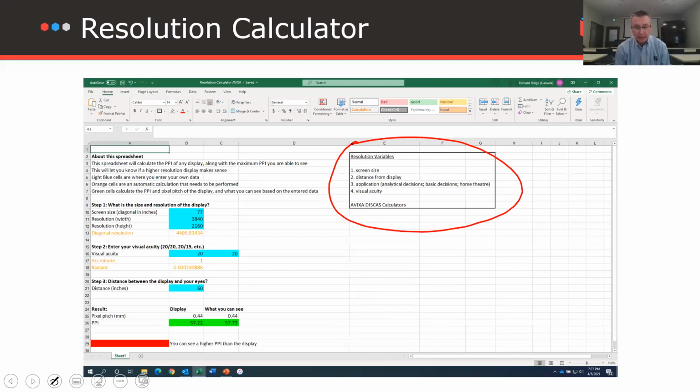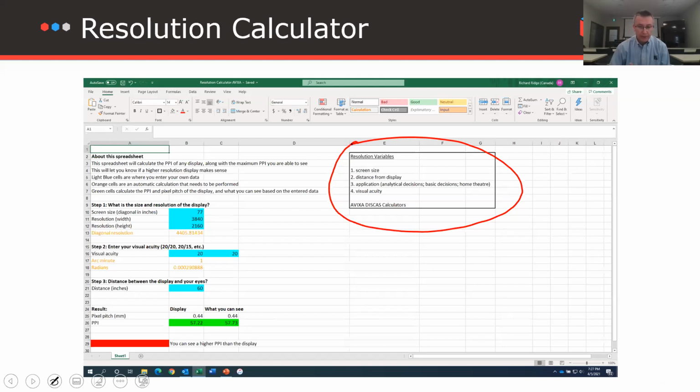The biggest one is probably your screen size. And in general, the larger your screen size, the more likely it is you're going to need a higher resolution, like 4K versus 1080p. The second big one is distance from display. The closer in general that you're going to sit to your display, the more you're able to resolve that resolution, and a higher resolution makes sense.